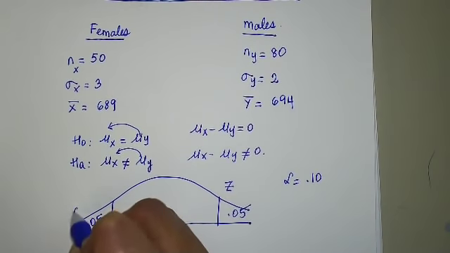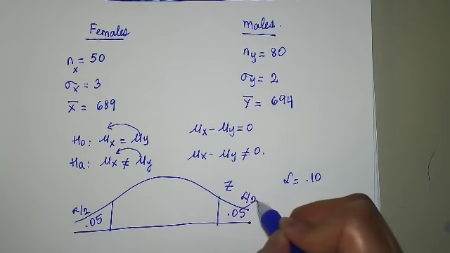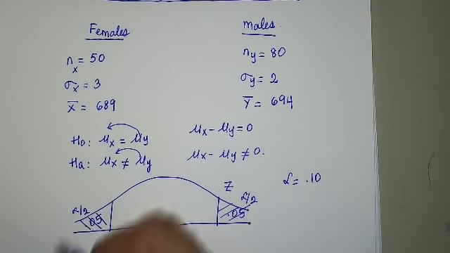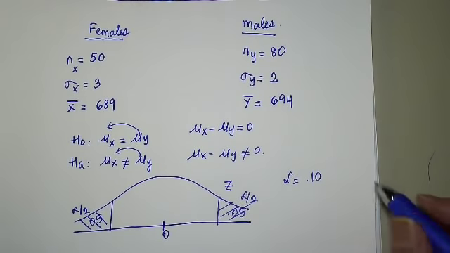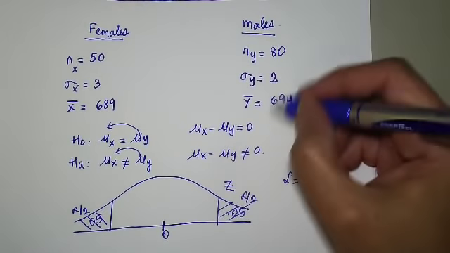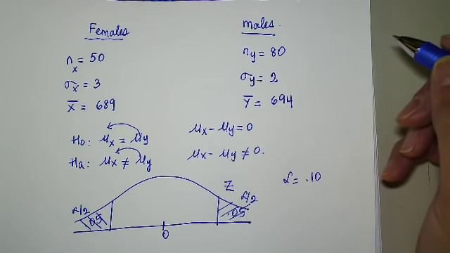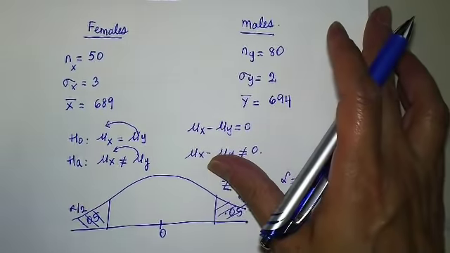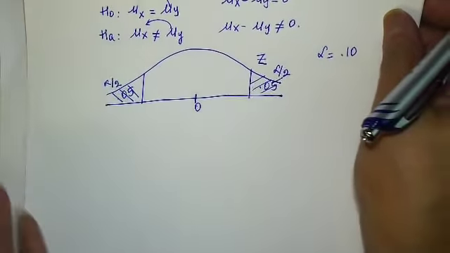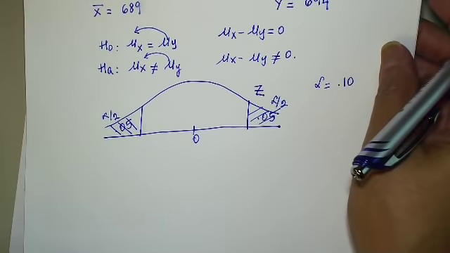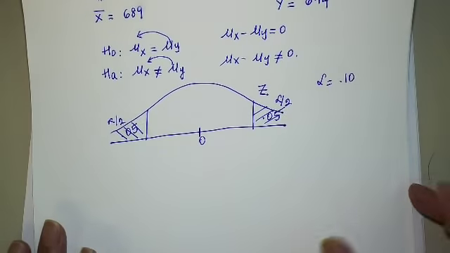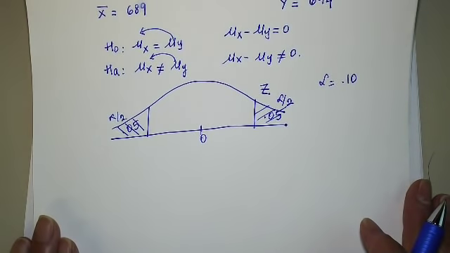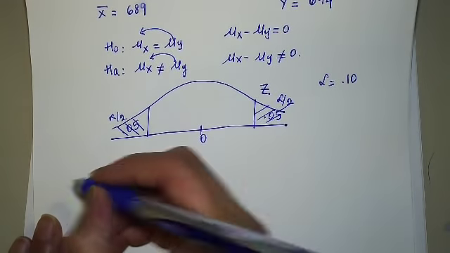Two-sided test. It's going to be a z test because they gave me sigmas. So z, two-sided. Pick an alpha. I'm just picking any alpha. Alpha equals 0.10, let's say. So split this alpha into two pieces, 0.05 in this tail and 0.05 in this tail. This is alpha over 2, and this is also alpha over 2. 0 is here. So I'm doing a z because they gave me sigmas.